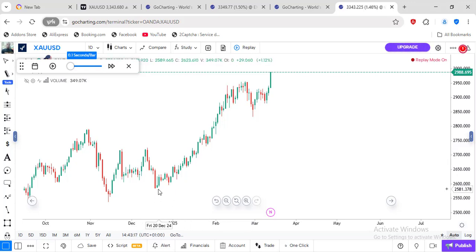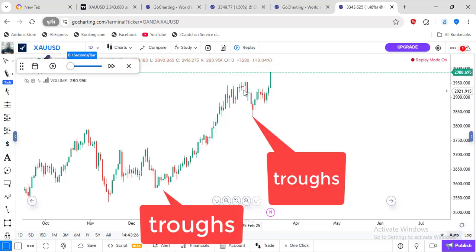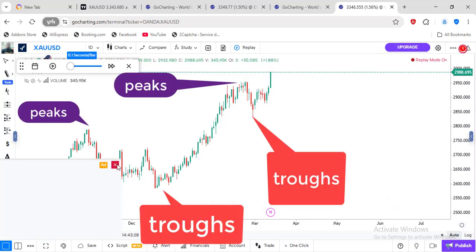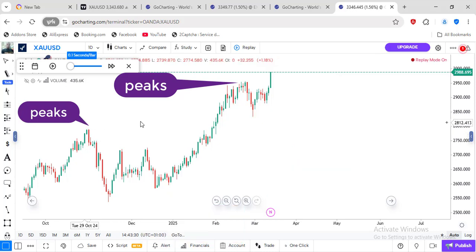We are doing a top-down analysis. So this low actually created this high, the pullback created the next low, which created the next high. So we call this a trough. The zone up, we call it a peak, P-E-A-K, right?